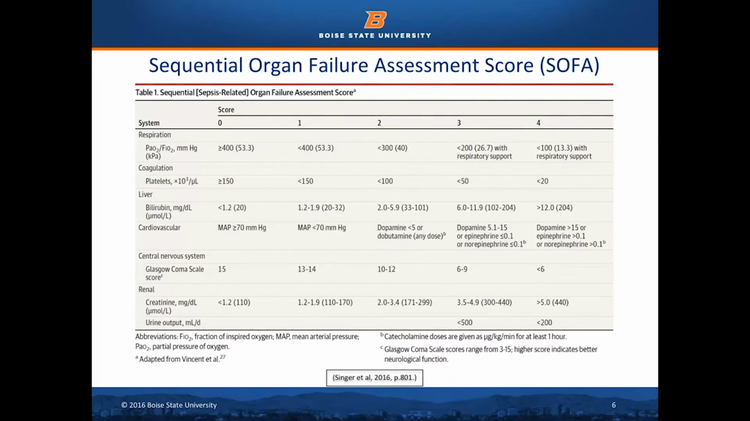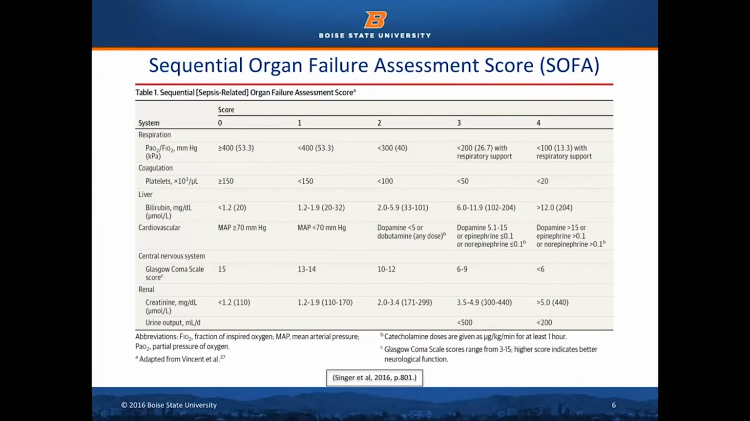So here's our SOFA score. Again, as you see, it's a scale from 0 to 4 with respiratory system coagulation, and it's primarily platelets. And by the way, respiratory, it's primarily the PaO2 FiO2 ratio. For coagulation, it has to do with platelet count. For liver, it's based on bilirubin. For cardiovascular, it's the degree of hypotension or hemodynamic support required.